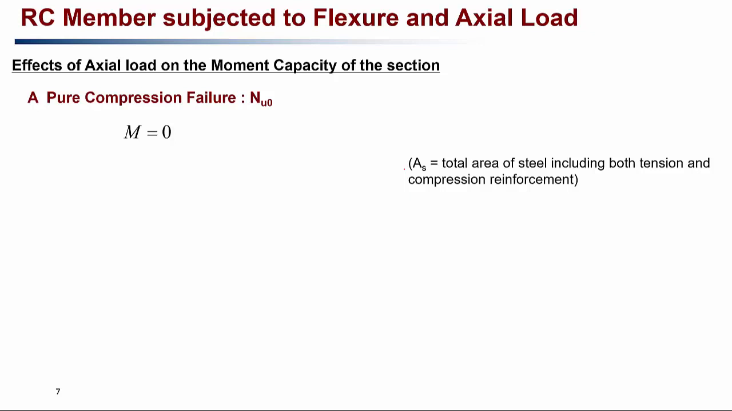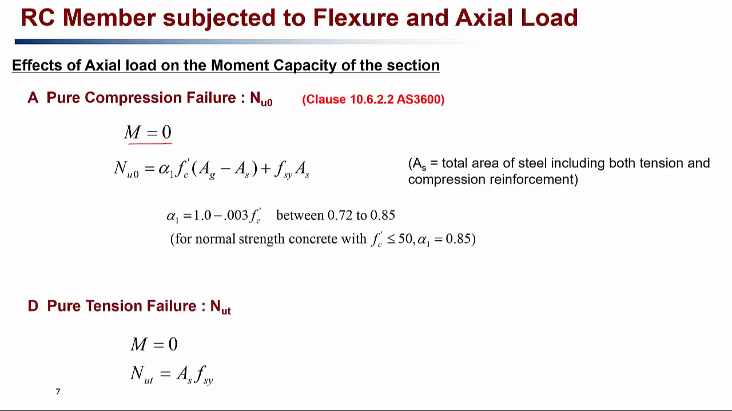Now, to find these 4 points of interest to draw the MN interaction diagram, the first point, as I said, is point A, which is the pure compressive capacity of the column, NU naught. And to find it, there is no bending moment acting at that point, so M is 0, and the pure axial compressive capacity, as we have denoted by the equation in the last video, is represented as NU naught equals the compressive force taken by the concrete plus the compressive force taken by the steel, right?